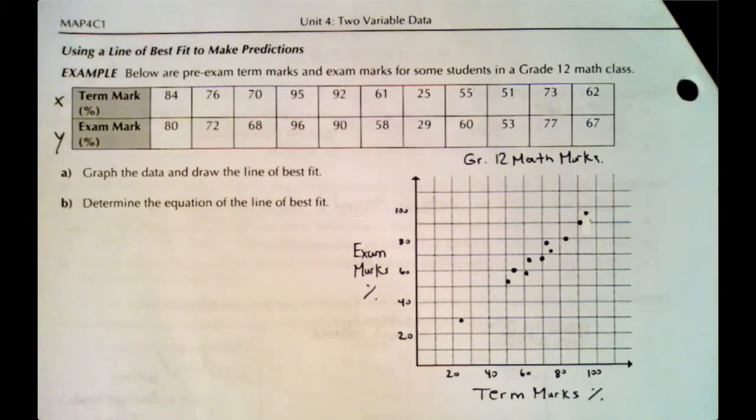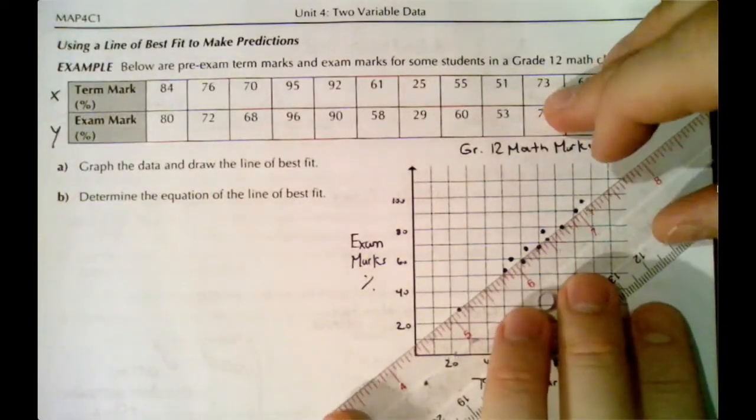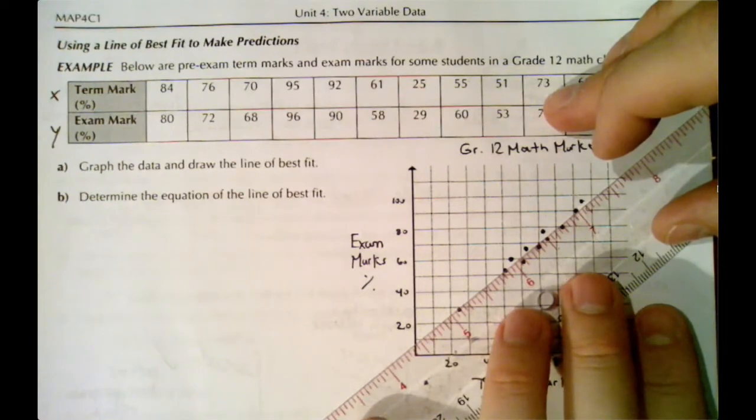So once we've graphed all the data, we're going to draw our line of best fit. And remember, our line does not have to go through the origin. It has to go right through the middle of the data. So I've got some dots here. I'm going to put my ruler to go through the middle.